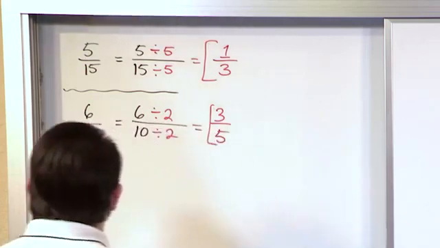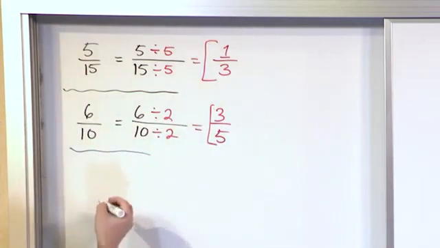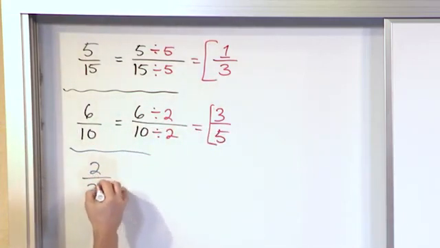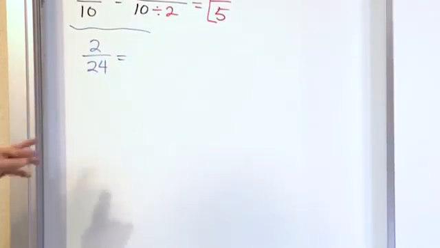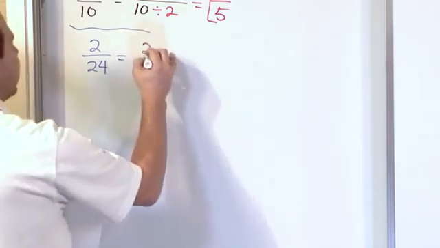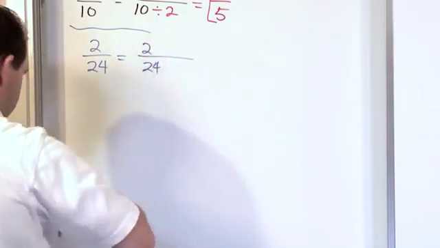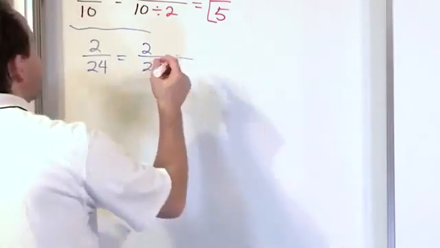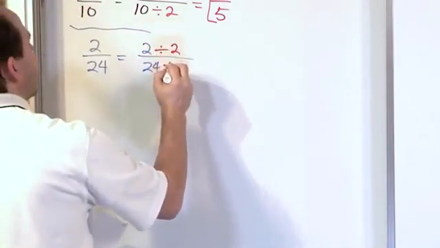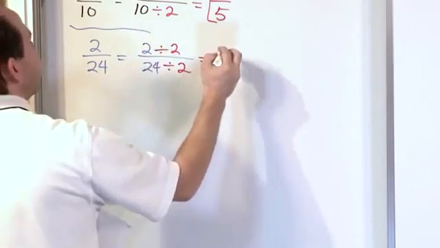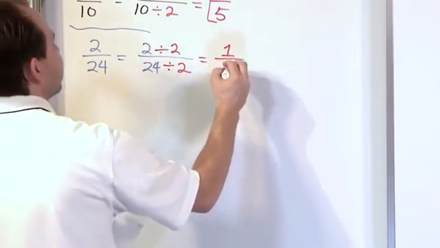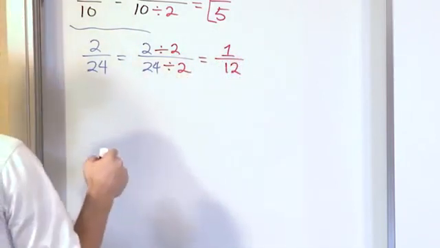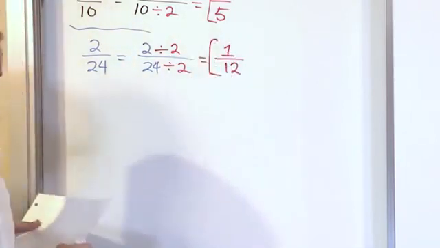Let's switch colors here a little bit just to break it up. What if I have 2/24? And I want to look and see, is this simplified? It's not simplified because I know I can divide top and bottom by 2 for sure. So I can say 2/24, and I can divide the top by 2 and the bottom by 2. 2 divided by 2 is 1. 24 divided by 2, if you think about it, is actually 12, because 12 times 2 is 24. So the answer I get is 1/12.